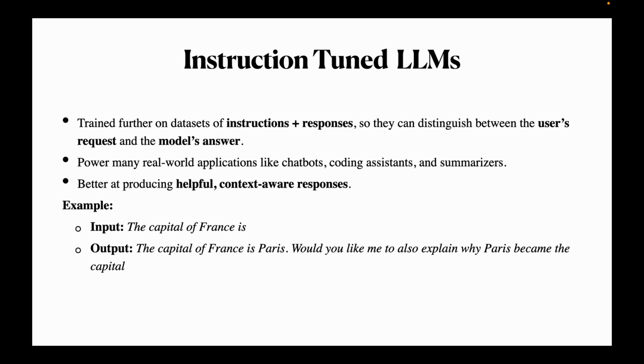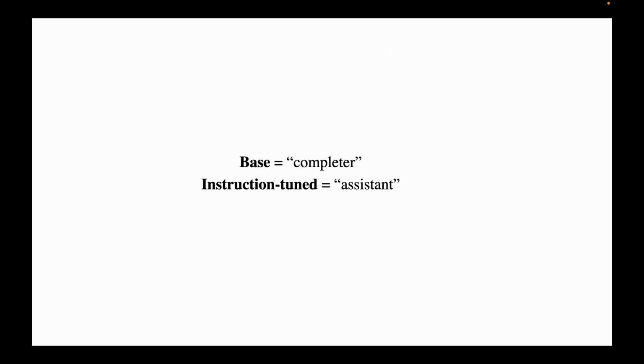As an example input here, if we give "the capital of France is", the model might respond, "The capital of France is Paris. Would you like me to explain why Paris became the capital?" This sounds more like an assistant. So basically, the base LLMs are completers and the instruction tuned are the assistants. And we need to focus more on the instruction tuned when we are trying to build an AI powered application.